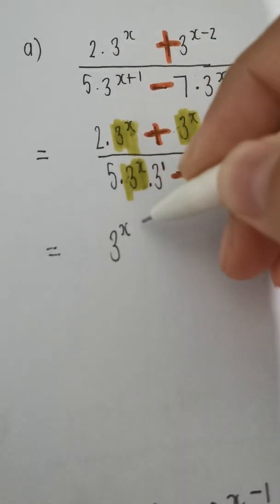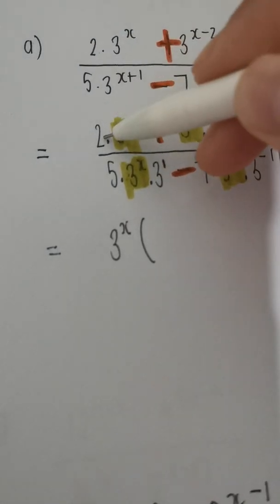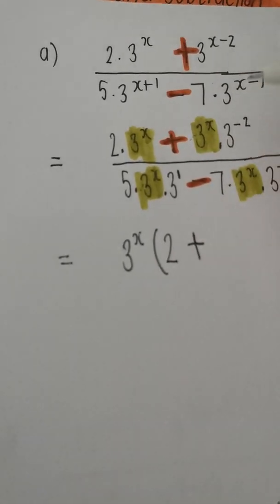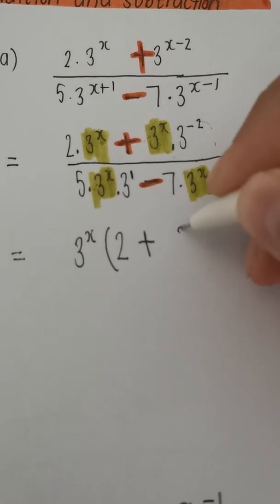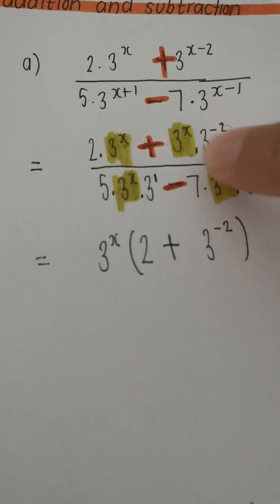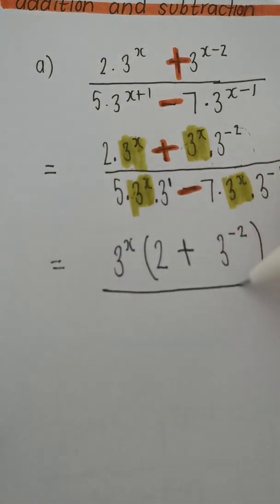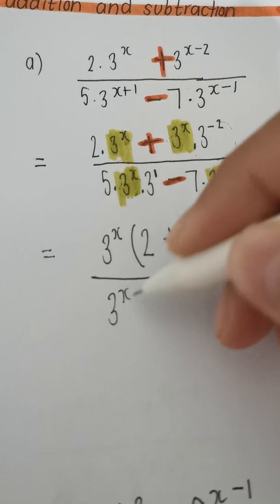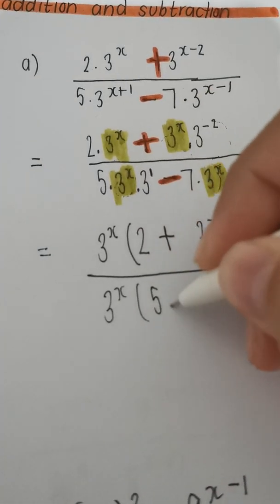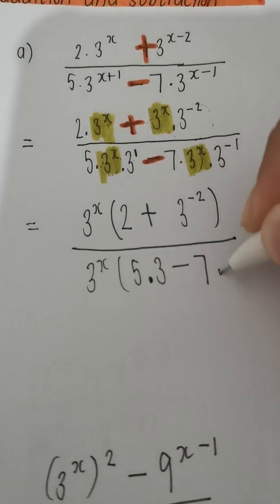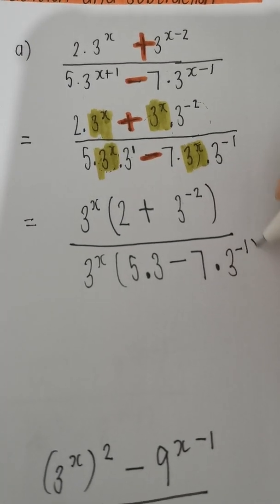3 to the power of x. If I took out this, I'm left behind with just a 2. There's a plus sign. I'm left behind here with a 3 to the negative 2. Remember, if there's nothing left behind here, you would put a 1. Okay, if I take out this 3 to the x that's common here, I'm left behind here with 5 times 3 minus 7 times 3 to the negative 1.